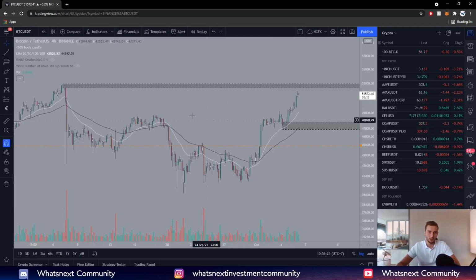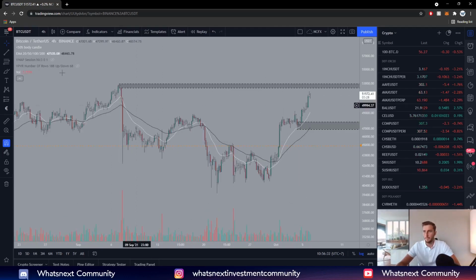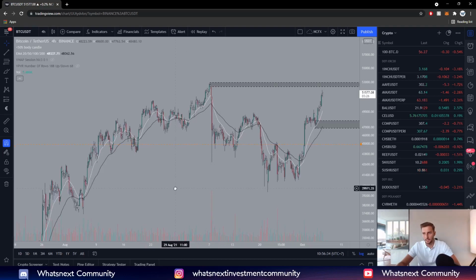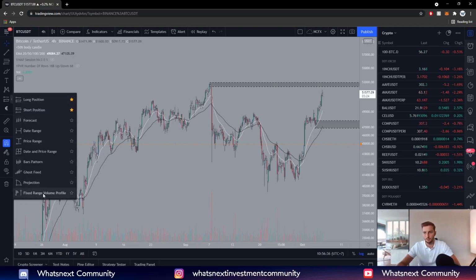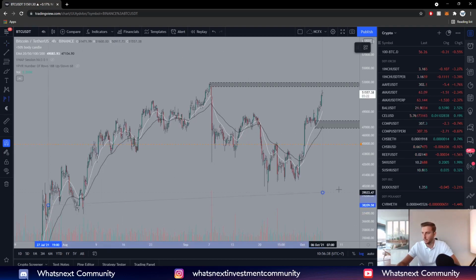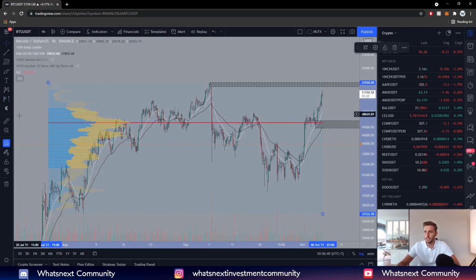So you'll see these two zones right here on my screen. And these are supply and demand zones. So for me, basically, if we analyze this area, I can use this fixed range volume profile tool. And what we can see is that the bulk of the volume was in this specific area. So I was looking for shorts from a specific confluence point right here.